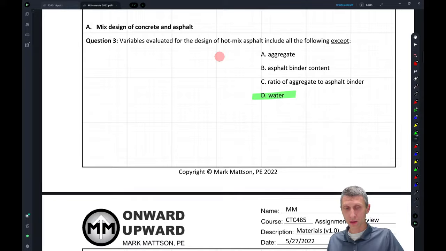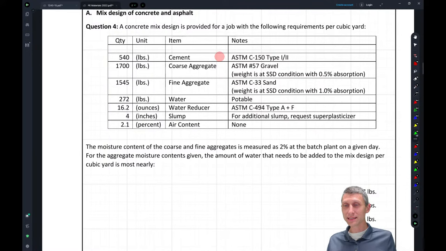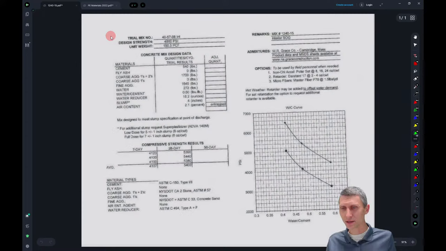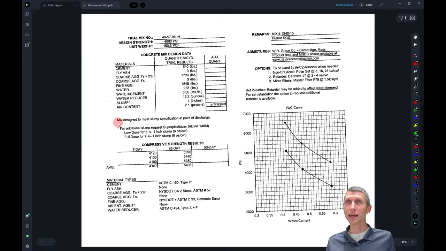Now we get into some numbers, and this is kind of interesting. What I did last week was call up a local batch plant and ask, "Hey, can you guys just give me a standard 4,000-pound mix?" And they actually did that. They sent me a 4,000-pound mix. I think I have it up here. Is this it? Yeah. So here's a 4,000-pound mix. This is the type of mix design data that you'll get from a batch plant, right?